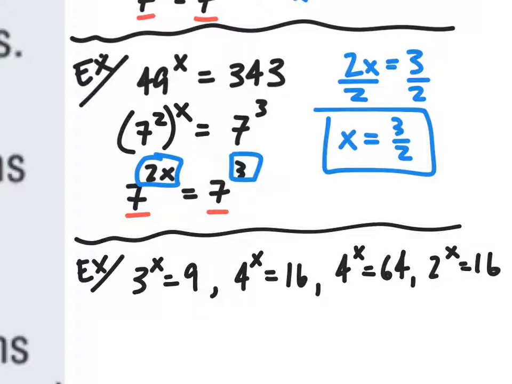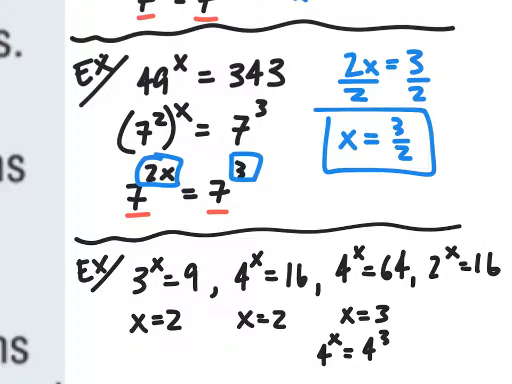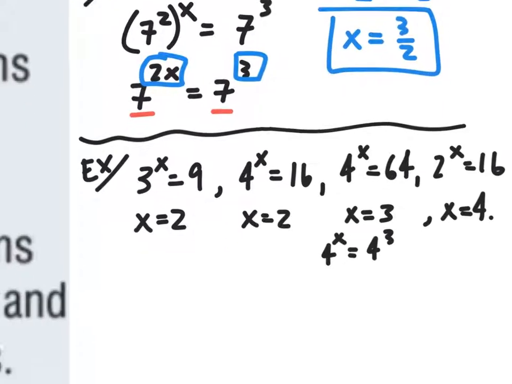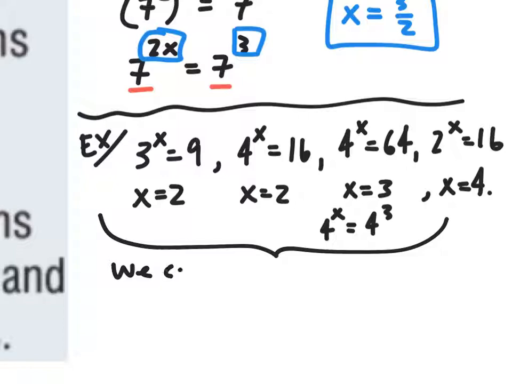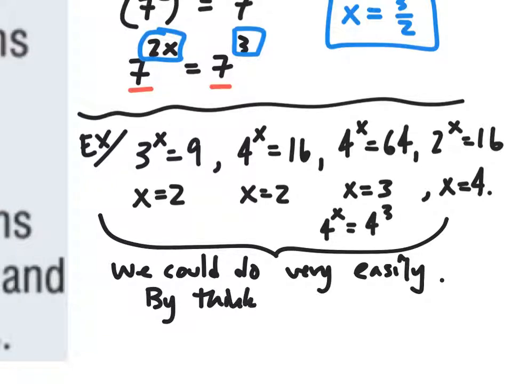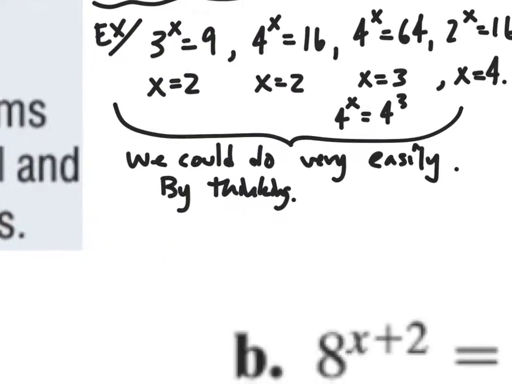Okay, on all these, we can just think about them and solve, okay? You can just say, all right, x is equal to 2 here, x equals 2 here, x is going to be 3 because 4 to the x is equal to 4 to the cubed power. 64 is 4 cubed. 2 to the x is going to be x equals 4, okay? So all of these we could do very easily by thinking. And that's primarily what you're doing oftentimes when you're trying to solve something like this. You're thinking about it and you're like, all right, how do I do this?